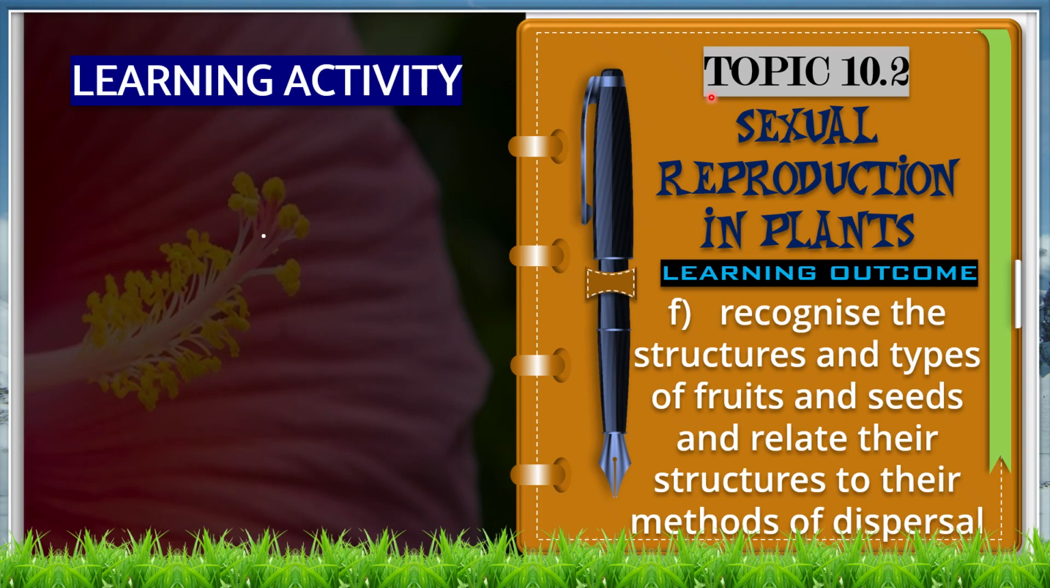I welcome you to topic 10.2, sexual reproduction in plants. We are on learning outcome F. Recognize the structures and the types of fruits and seeds and relate their structures to the method of dispersal.